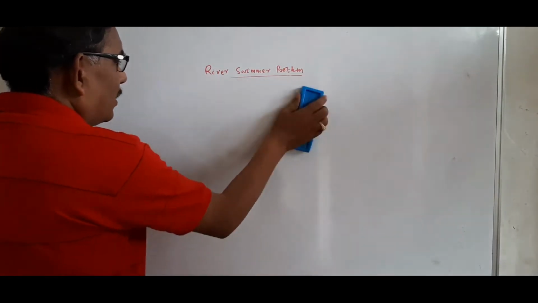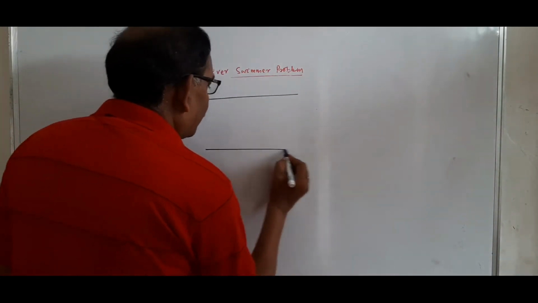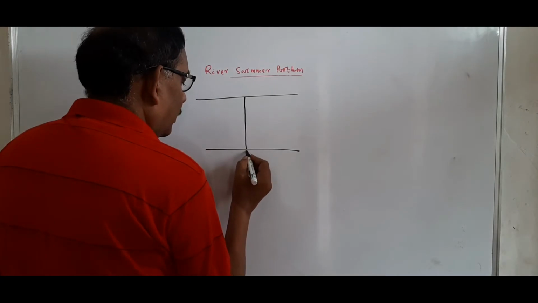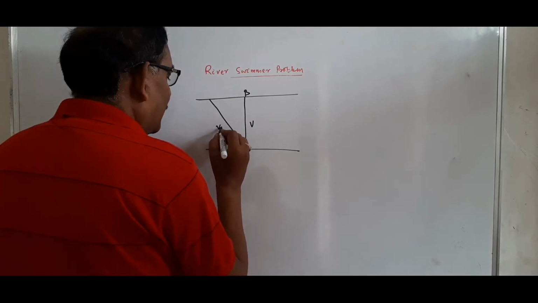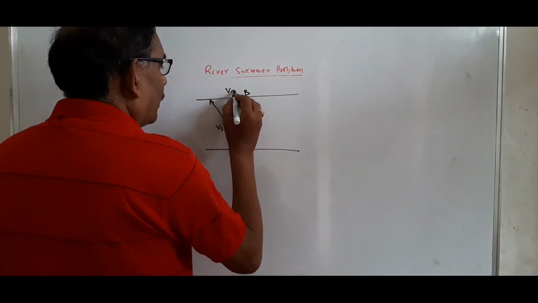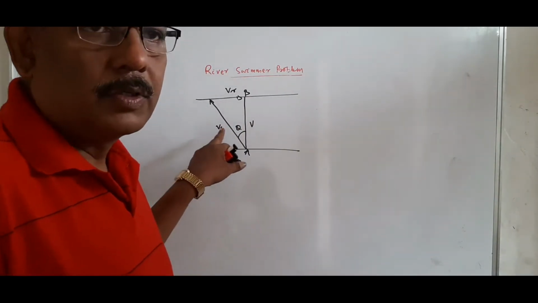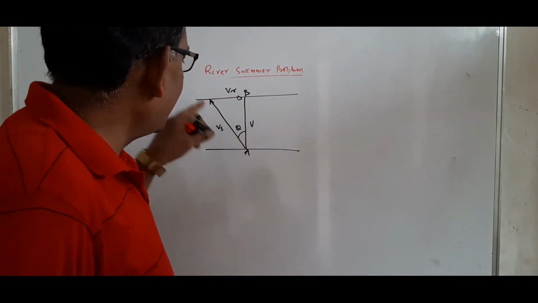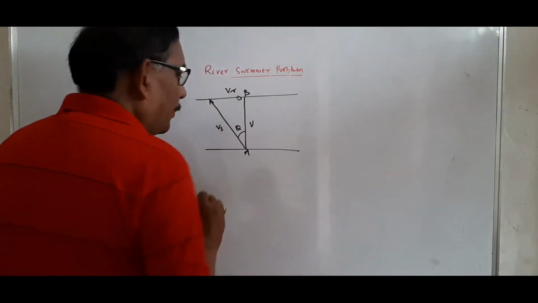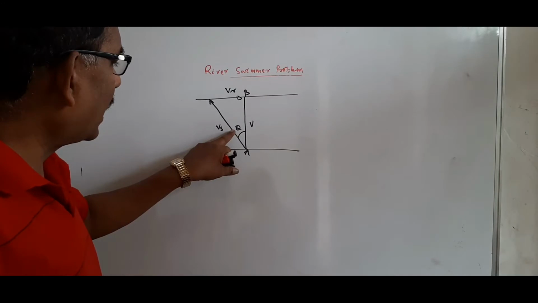Now the second one is the shortest path. Draw the diagram again. The AB, it is Vs, it is Vr. Vs is the velocity of swimmer, Vr the velocity of river, and V the resultant of Vr and Vs. So if you want to cross the river with the shortest path, you must swim in this direction by making an angle theta with V.